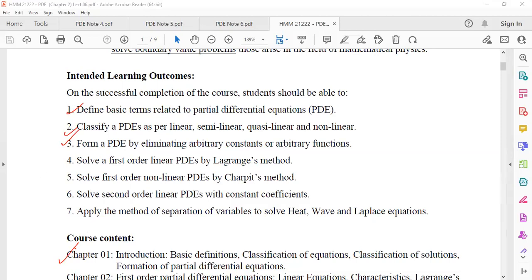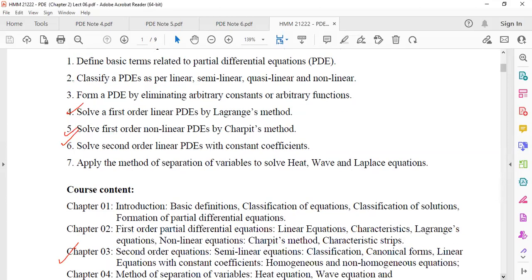Similarly, we have done our intended learning of the fourth one, first order PDE by Lagrange's method. We have finished this linear equation, the characteristic Lagrange equation. Next, we're going to go for a nonlinear equation solution method, which is called Charpit's method. So solve first order nonlinear PDE by Charpit's method. We can start from there.